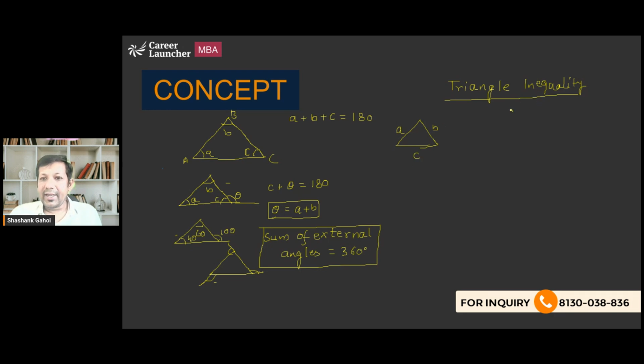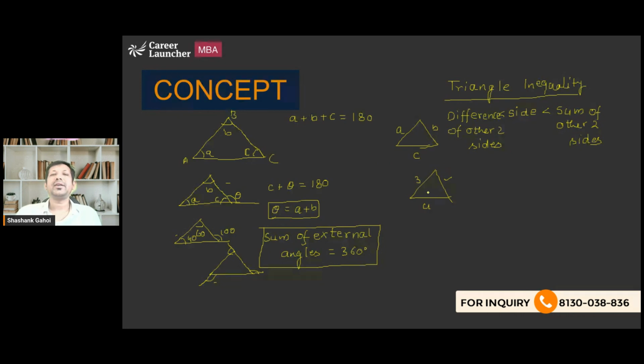So it says that any side of a triangle should be greater than the difference of the other two sides, as well as it should be smaller than the sum of the other two sides. So any side of a triangle should be greater than the difference and less than the sum of the other two sides. So this is a general statement. This is a condition for a triangle. If it is not true, there won't be any triangle. So for example, in a triangle, this side is 3, this side is 4. So what can you say about the third side?